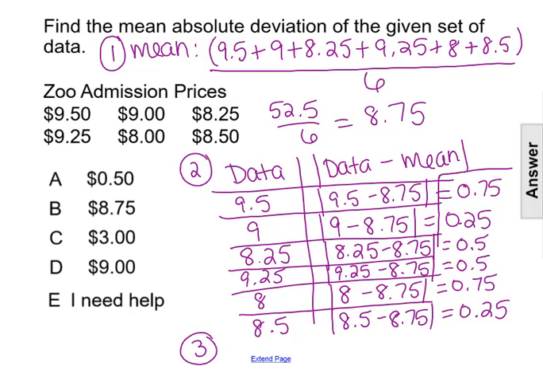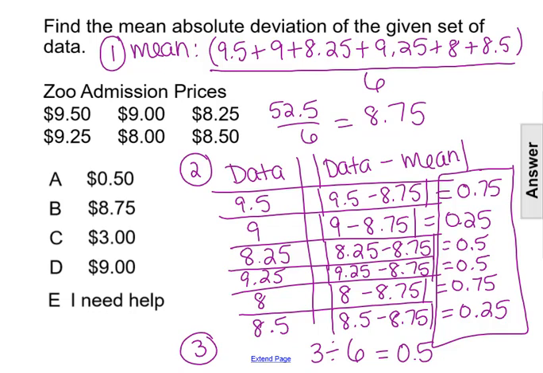We're going to find the sum of that second column and then divide by the 6 amounts that there were. So 0.75 plus 0.25 plus 0.5 plus 0.5 plus 0.75 plus 0.25, that sum is 3, divided by the 6 values we have is going to give us 0.5.